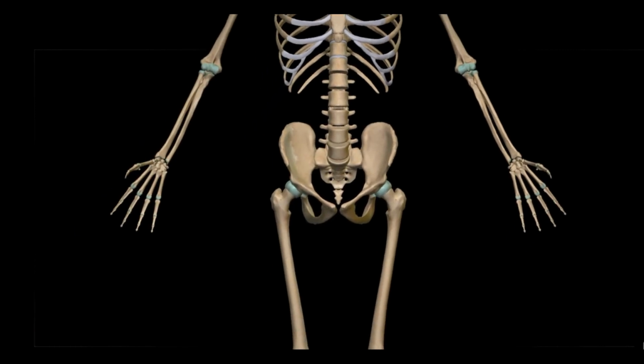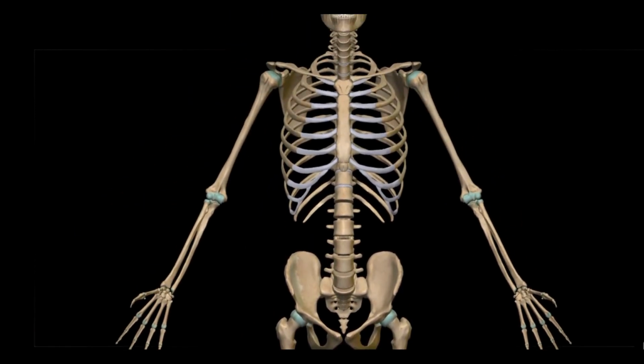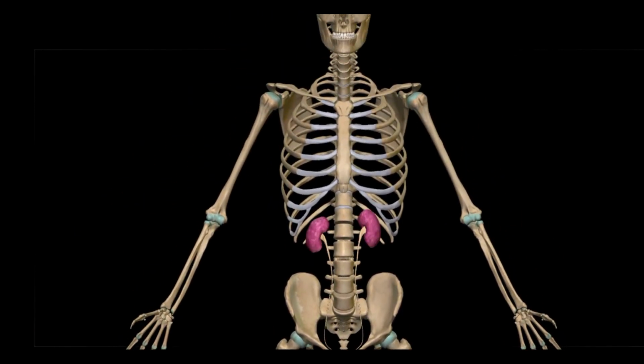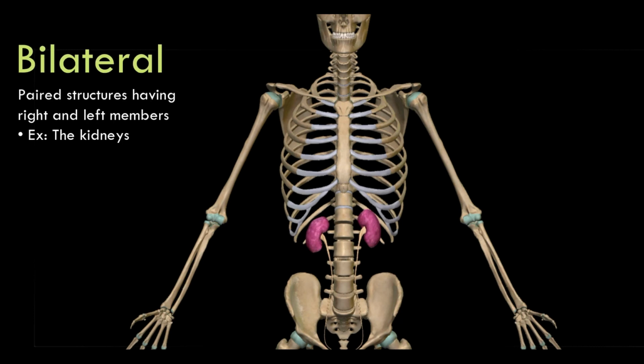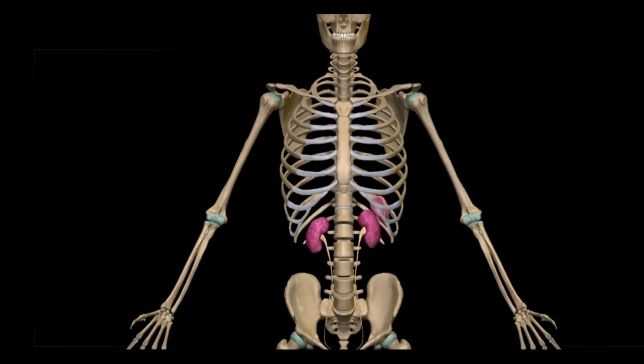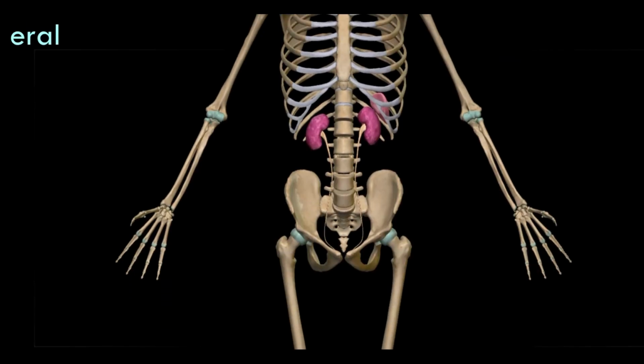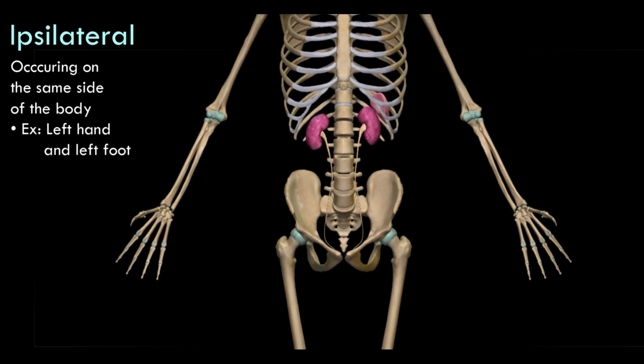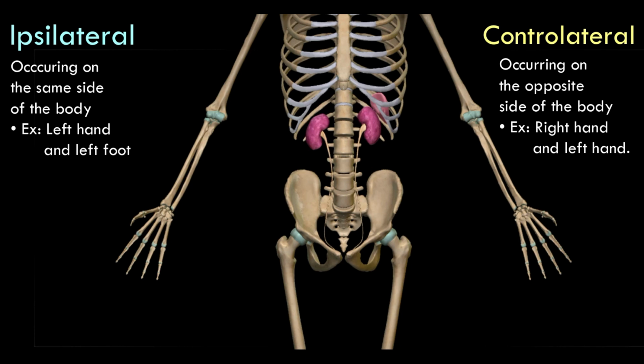Paired structures having right and left members, for example, the kidneys, are said to be bilateral, whereas those occurring on one side only are unilateral. Ipsilateral means occurring on the same side of the body. On the other hand, contralateral means occurring on the opposite side of the body. For example, the right hand is contralateral to the left hand.